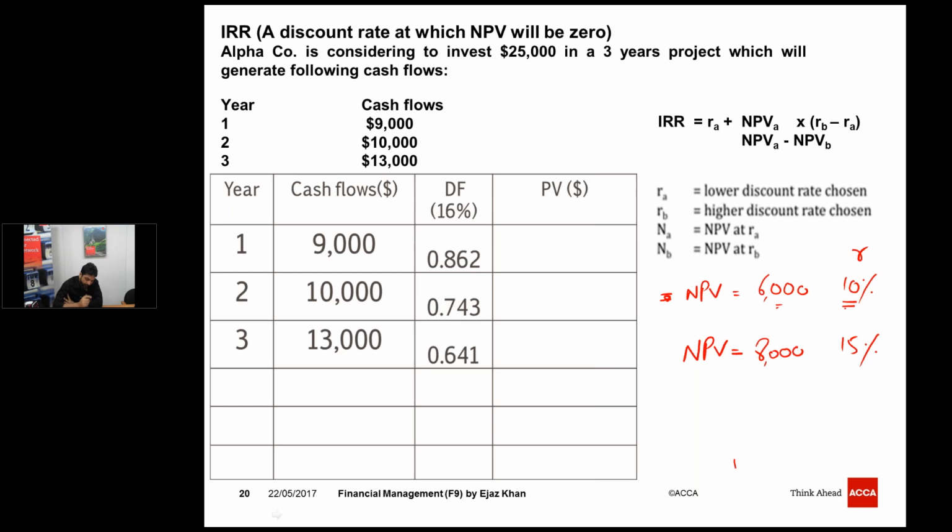If we use 10% discount rate and we get positive net present value of 6,000, it means that we are getting more than 10% return. Okay, and in this case, if we have a cost of capital of 10%, we should accept the project because we are getting more than 10%. And if we use 15% discount rate and then NPV is negative, it means that we are earning less than 15%. So if our cost of capital is 15%, we should reject the project.